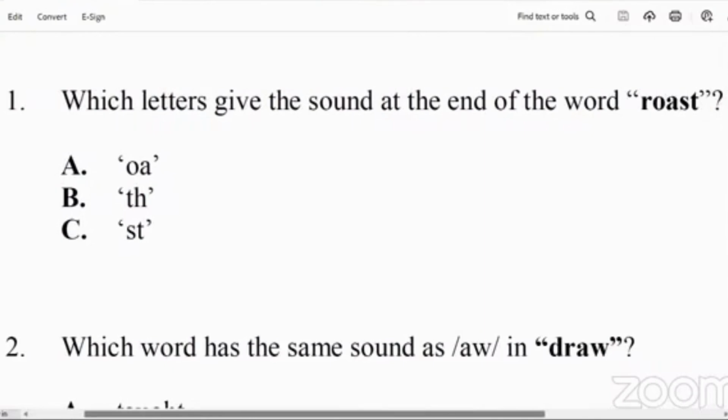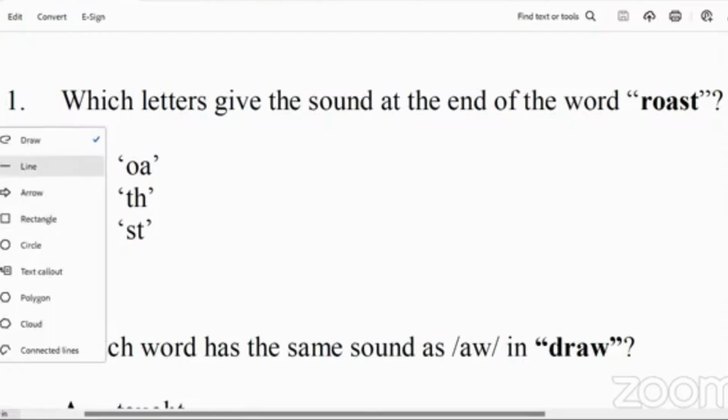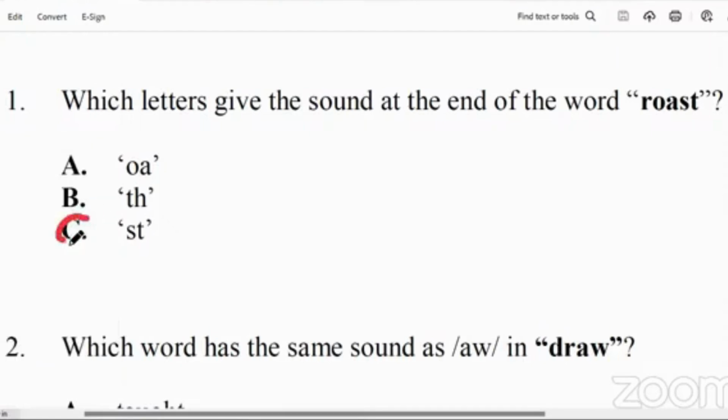Okay. All right, so question 1 says, which letters give the sound at the end of the word roast? Is it option A, O-A, B, or is it C, ST? Which letters give the sound at the end of the word roast? The answer is C, those letters, ST. All right, let me do it a little bit smaller. Okay, the answer is C.